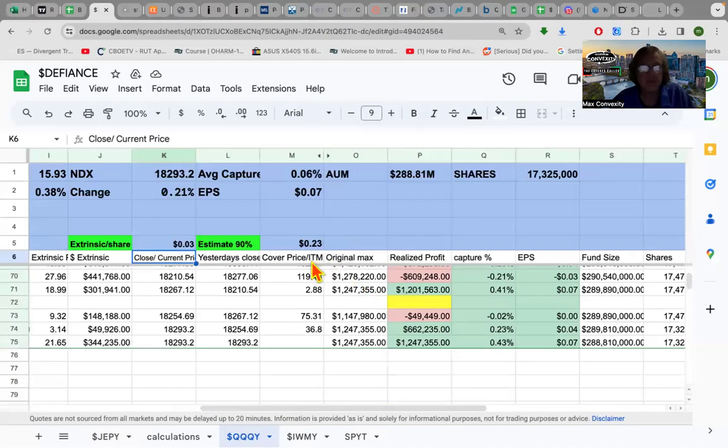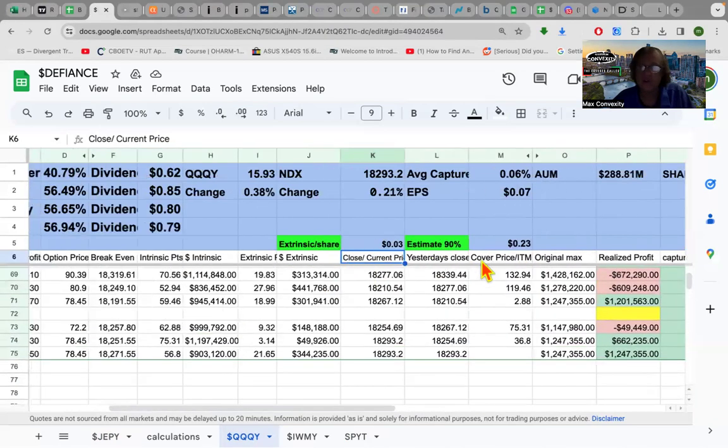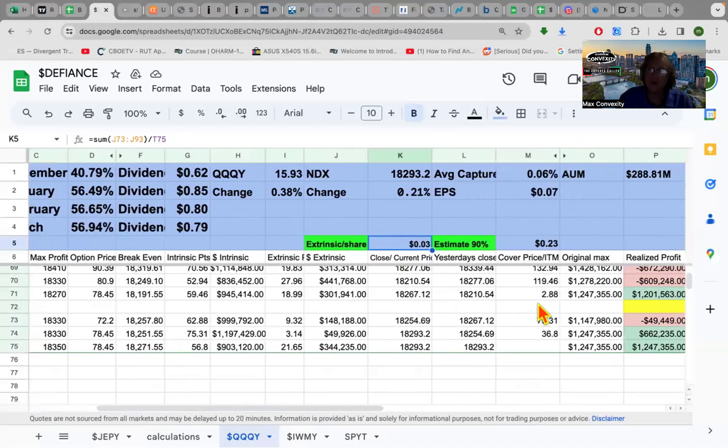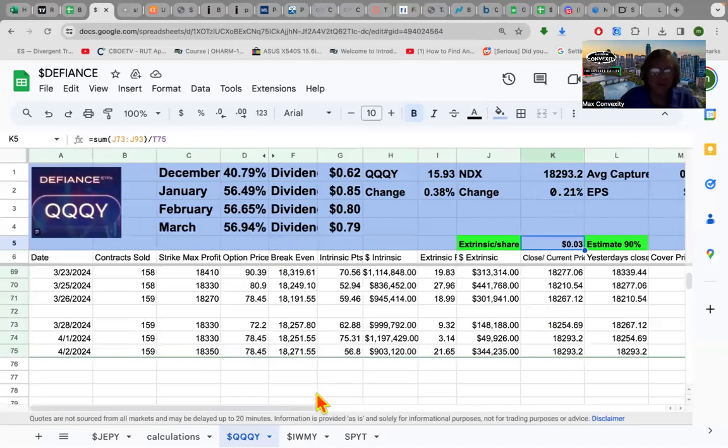It's a dividend estimate of 23 cents, which is way low. I am confident that will improve soon. We had one day in here that they sold an option and it didn't get any extrinsic premium, just 50,000 bucks, and it brought the average down. So I'm pretty sure that'll come back up.